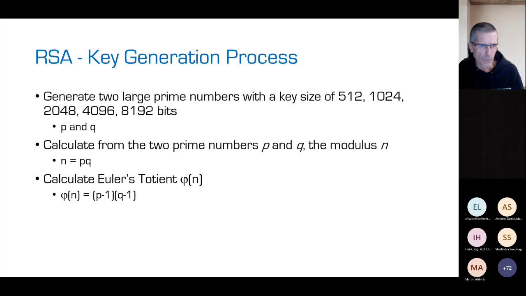The next step is to calculate the Euler totient. That's the formula here. It's again a product of the two prime numbers, but each reduced by one, the previous number in the list. Remember, this gives me the amount of numbers which are co-prime to my modulus, n.